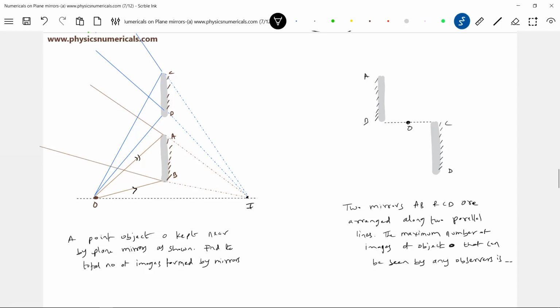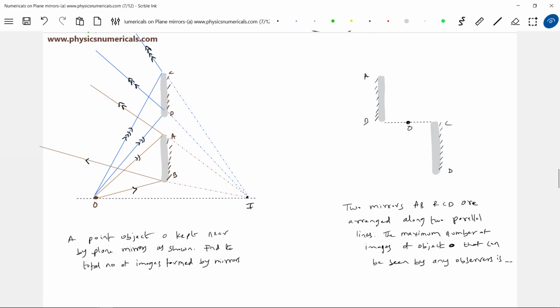Ray 1, ray 2, ray 1, this is ray 2, this is ray 3, ray 4, this is ray 4. Okay, now how many images are formed? Only one image. If you look at all these reflected rays, they are diverging from where? Look at this ray, this ray, this ray. They are diverging from this point, no? So there will be only one image formed.